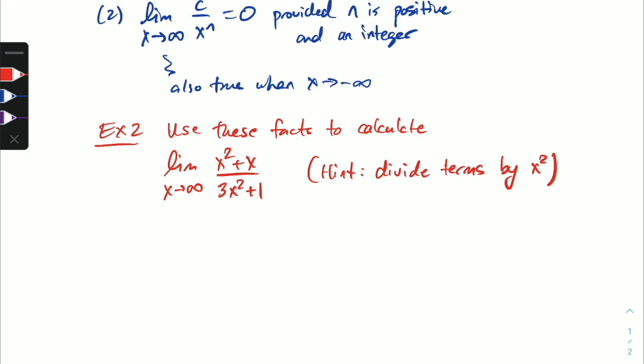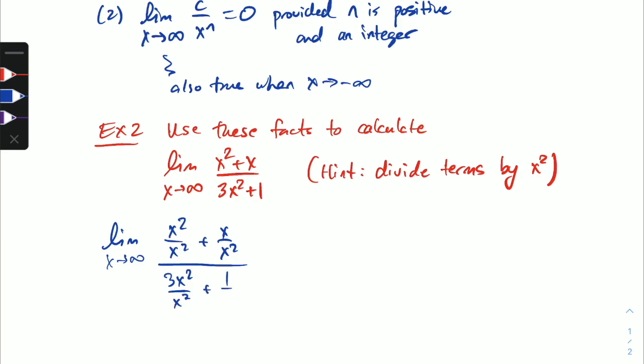Okay, so we're going to follow the hint right off the bat. We're going to start this by dividing every term in the numerator and denominator by x squared. Don't know why we're doing that. We're going to do it just because the hint suggested we do it. So let's simplify. So the first term, when we divide it by x squared, it becomes 1. Second term, if we simplify using exponent rules, we get 1 over x. Bottom first term is 3, and then 1 over x squared.